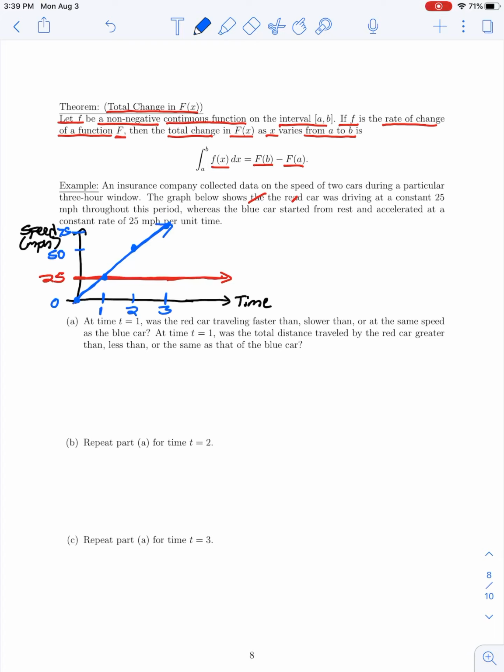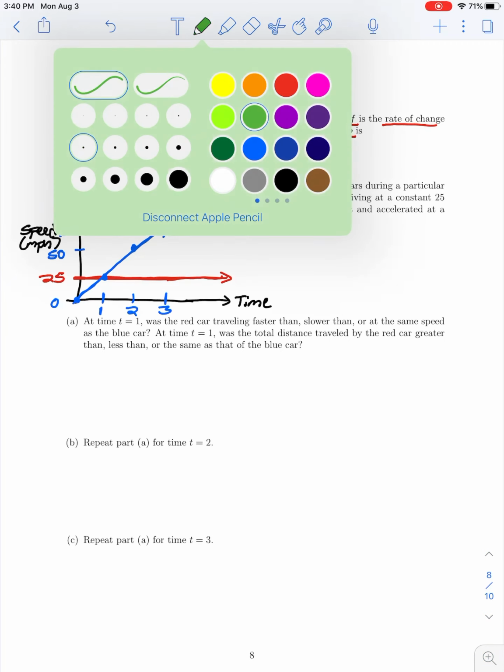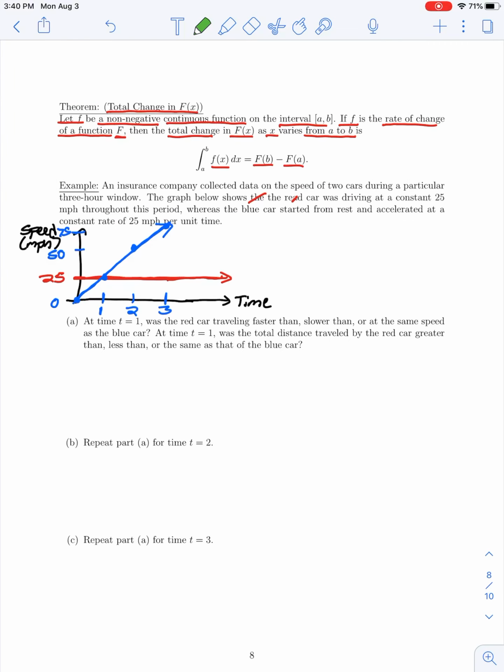So this constant acceleration by 25 miles per hour per unit time looks something like this. All right. So now that we have our graph sketched in part A, we're asked at time 1, was the red car traveling faster than, slower than, or at the same speed as the blue car? So we've already answered that actually from generating our graph. At time 1, we see that the speed of the red and blue car are the same, 25 miles per hour.